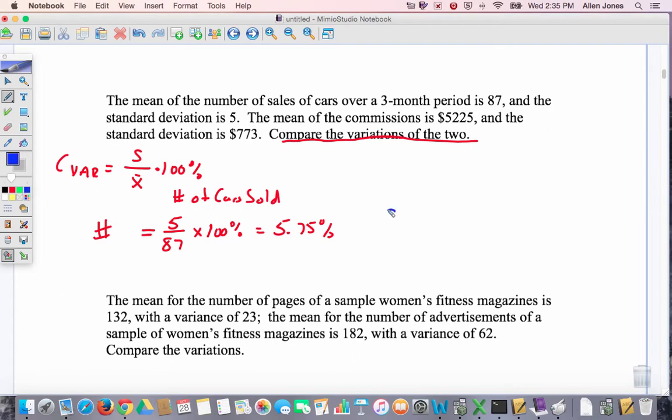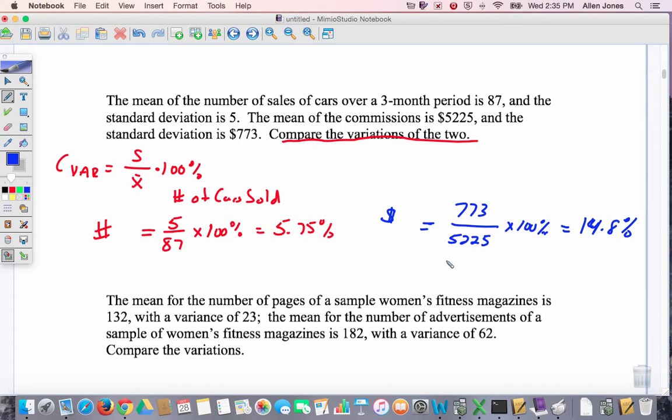We then can calculate a coefficient of variation for the dollar amounts over here. That's going to be equal to our standard deviation, which is 773, divided by our mean, which is 5,225, multiplied by 100 to make it a percent, and that percent is 14.8%. So what that tells us, 14.8 is obviously larger than 5.75, so our commissions are more spread out.